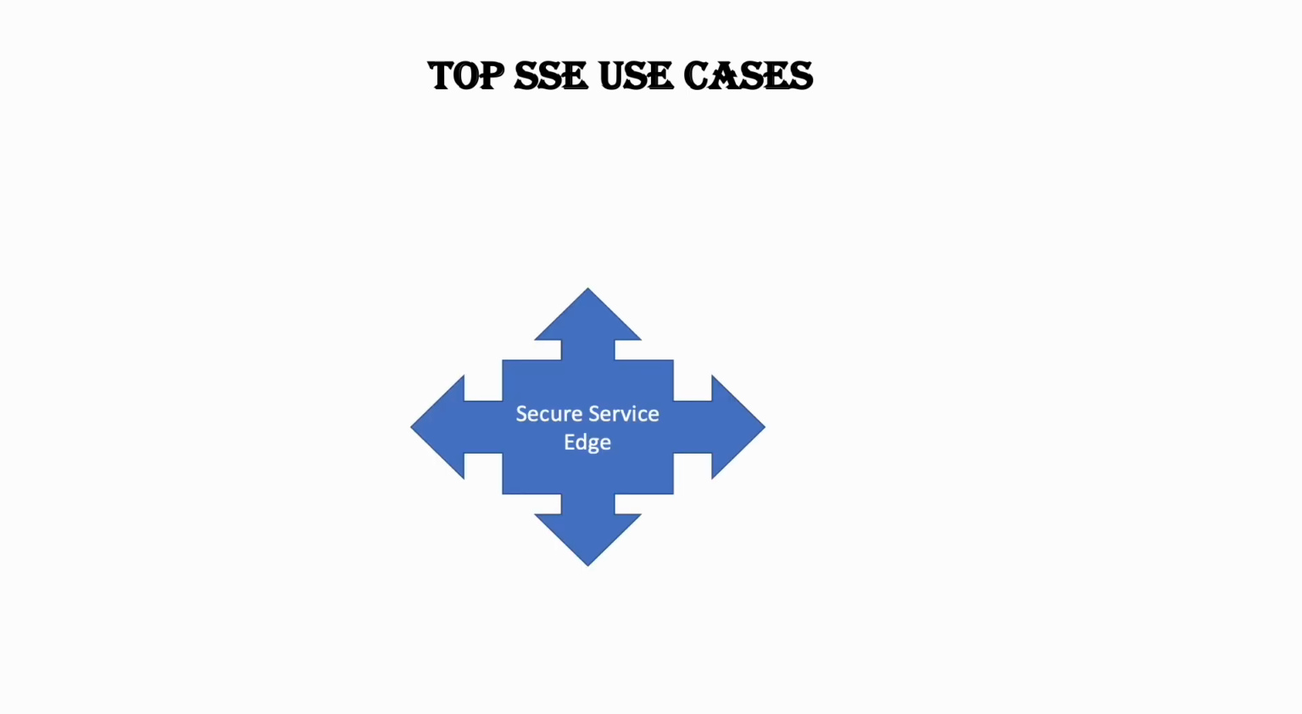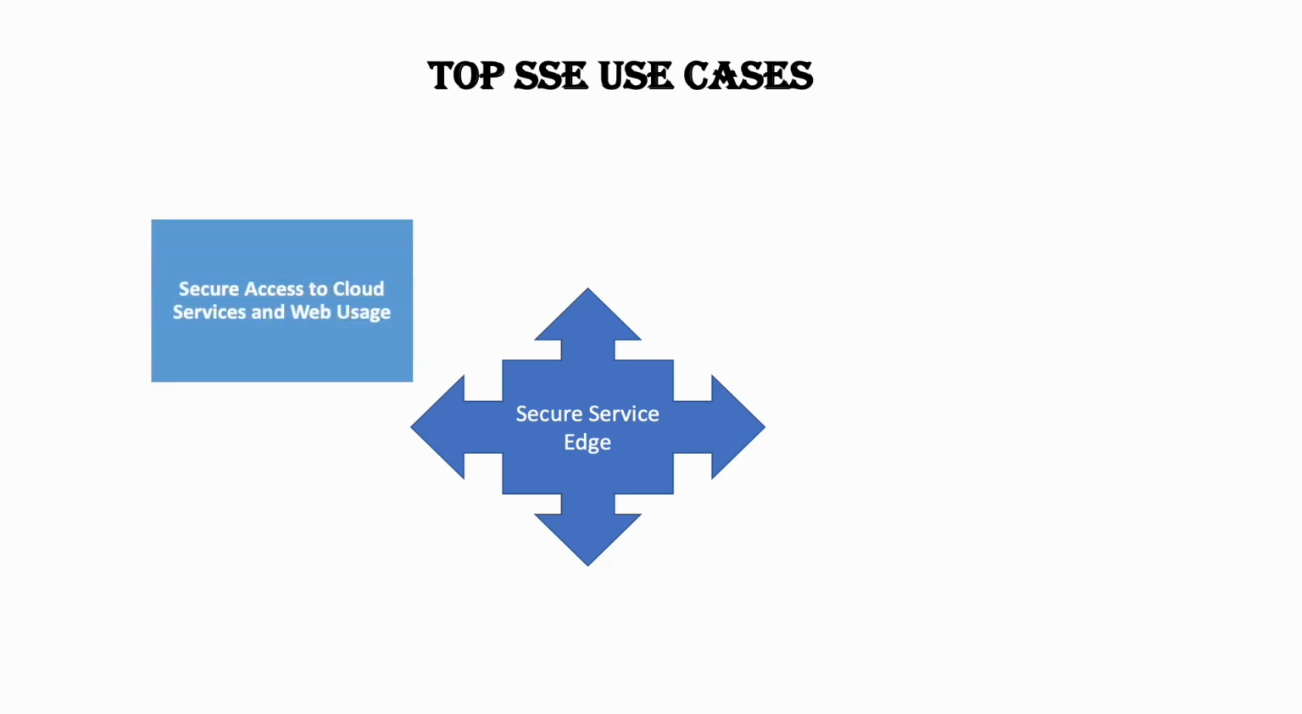Let's go through the top SSE use cases. We have categorized them into four categories. We'll go one by one. The first one is secure access to cloud services and web usage. Enforcing policy control over user access to the internet, web and cloud applications is one of the primary use cases for the Security Service Edge.